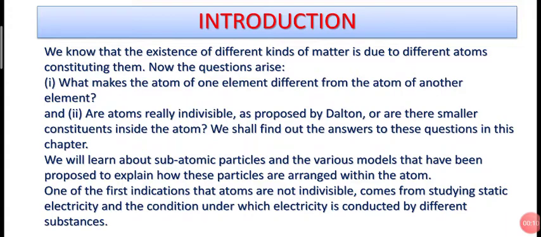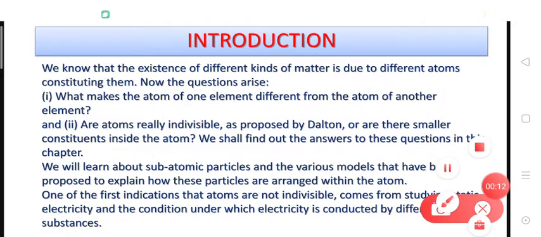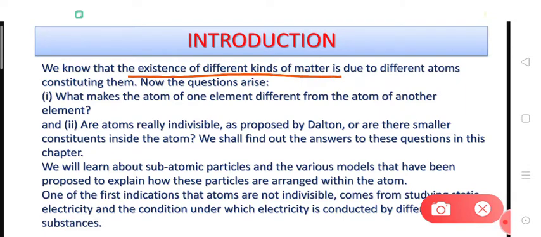Dear students, first of all, what have we learned so far in our chemistry subject? We have learned different properties of matter. We know the different states of matter, their interconversions, and we know about pure and impure matter. We have also learned that the existence of different kinds of matter is due to different atoms constituting them.